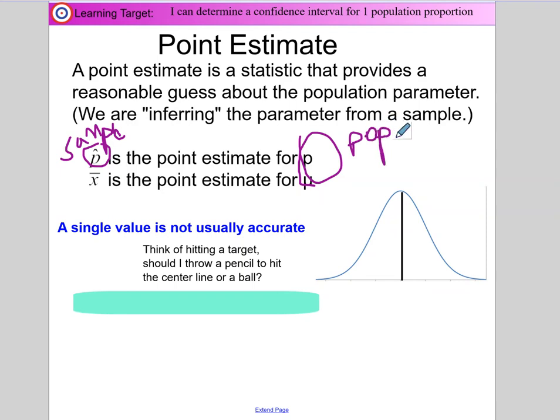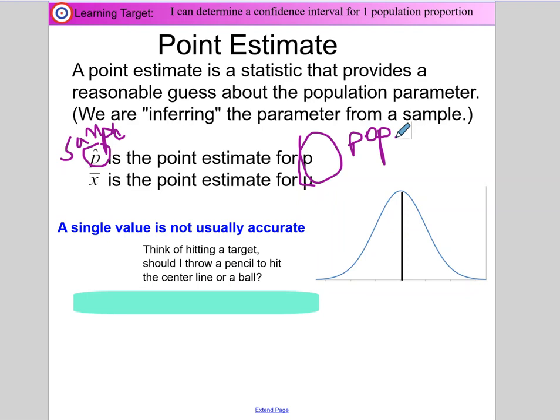We're going to use these in both cases: when we're looking at percentages or proportions, and then if we're looking at mean and standard deviation, we'll look at these. But the point is to estimate from a sample that we're given, and make assumptions about the entire population given this sample.